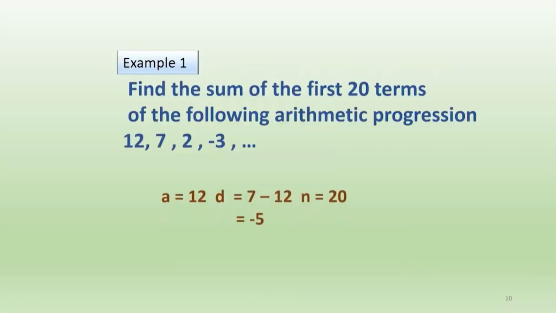Okay, then first example. Find the sum of the first 20 terms of the following arithmetic progression. So, what is the arithmetic progression here? 12, 7, 2, minus 3. This is an arithmetic progression, because if this is an arithmetic progression, it should have a common difference, you know that.